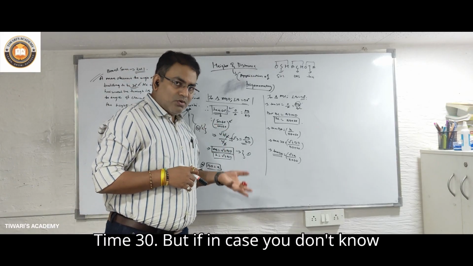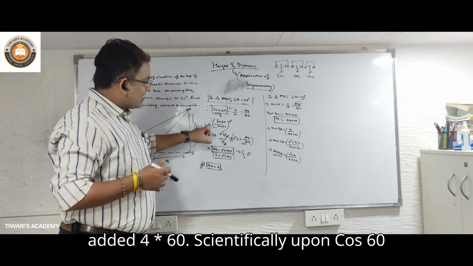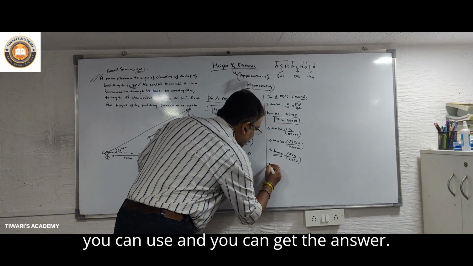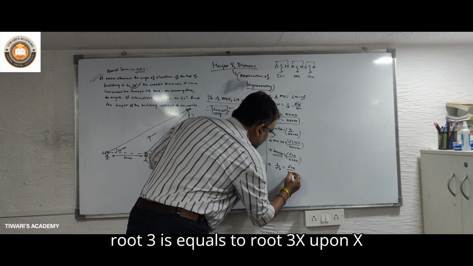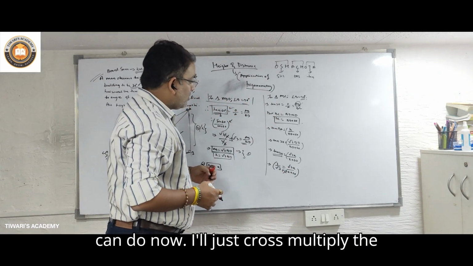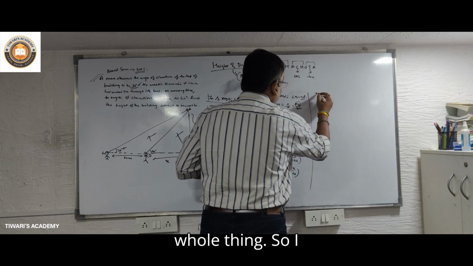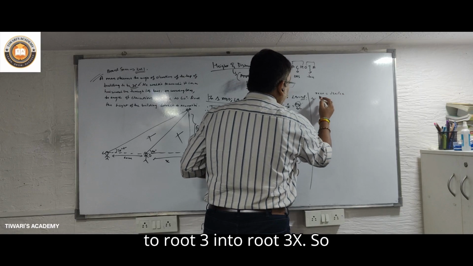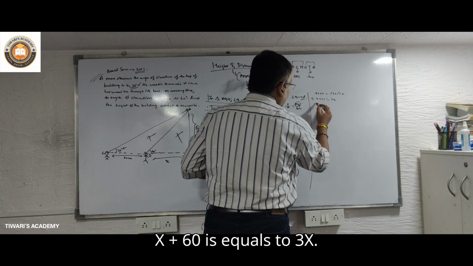But if in case you don't know tan 30, you can use the same rule which I did for tan 60. Sine 60 upon cos 60 we can use, and we can get the answer. So this will become how much? 1 upon root 3 is equal to root 3x upon x plus 60. Now it's a normal calculation. I'll just cross multiply the whole thing. So I will have x plus 60 is equal to root 3 into root 3x. So x plus 60 is equal to 3x.